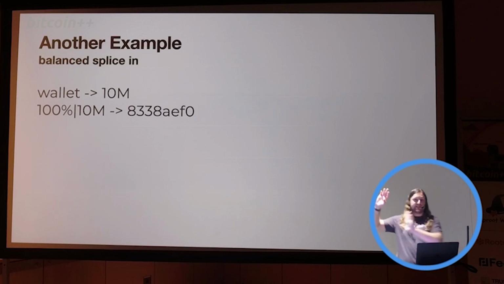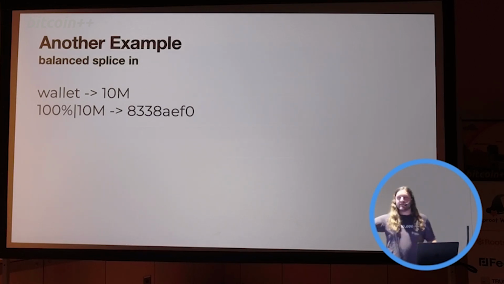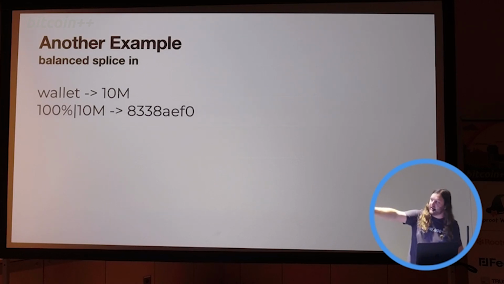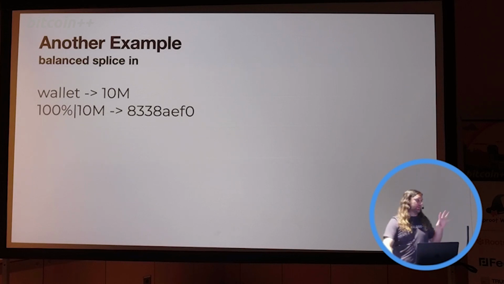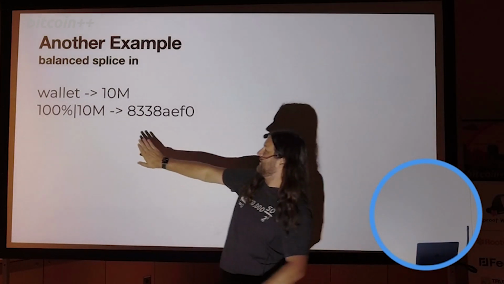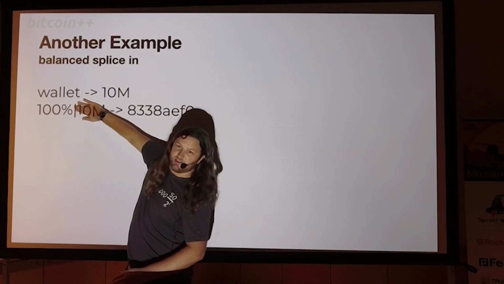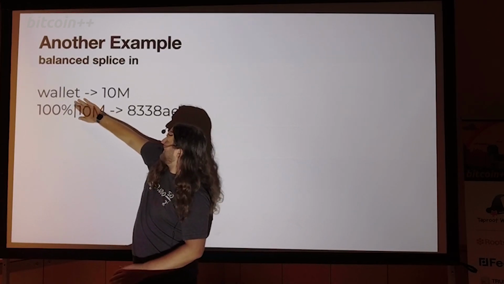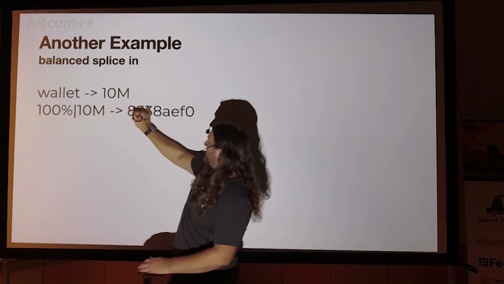All right, here is a really fun example, I think, a balanced splice in. So we have a channel that already exists. This channel identifier is 8338 something. And we want to put 10 million sats into that channel, but we want our peer to also put in 10 million sats. Hopefully the first part of this should be recognizable if you ignore this part. Hopefully, you should understand the rest, right? We're taking 10 million sats and we're putting all of it into that channel.